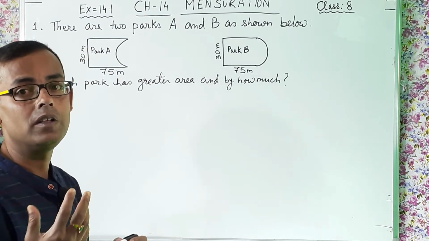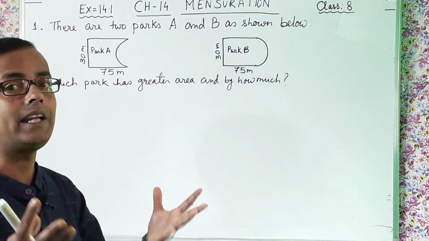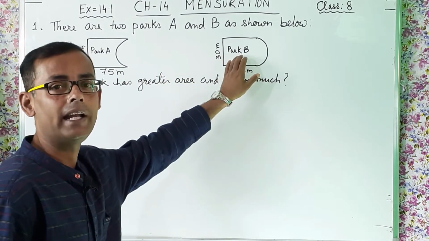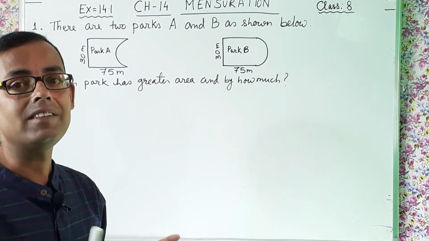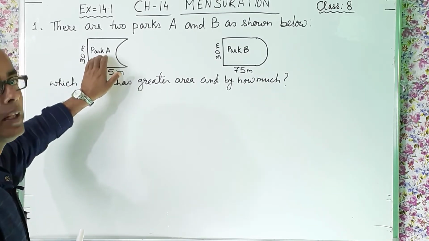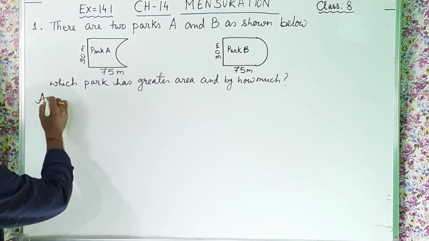So how will we solve it? Obviously they are asking which park has greater area, that means we have to find out the area of park A and then the area of park B, and after that only I can say which park has greater area. So how to find out the area of park A? So let us solve. Answer.